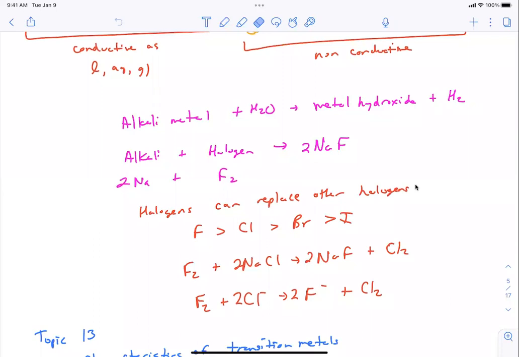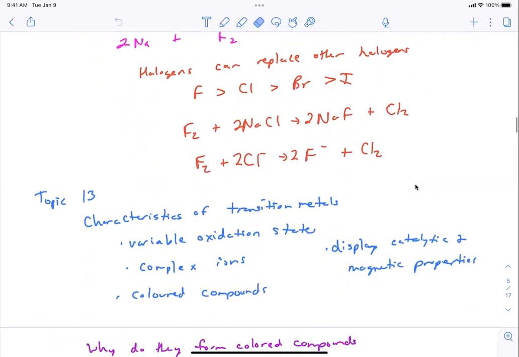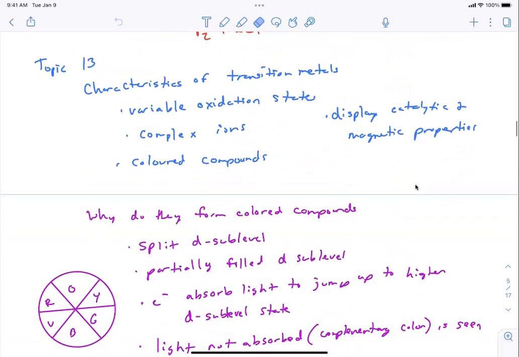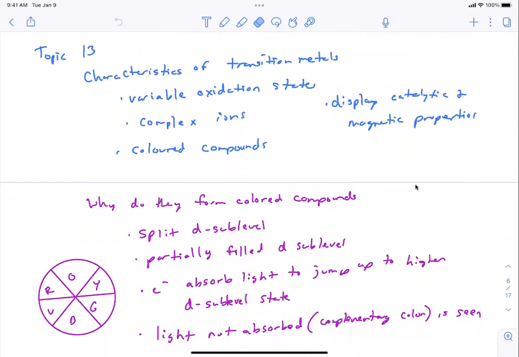You can write it with the sodium, or you can write it without the sodium and just focus on the species that are changing here, the F2 and the Cl minus. That would be more like an oxidation reduction reaction. Okay. Higher level. Okay. Topic 13.